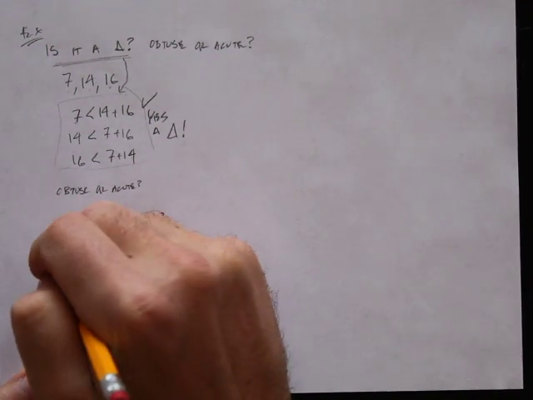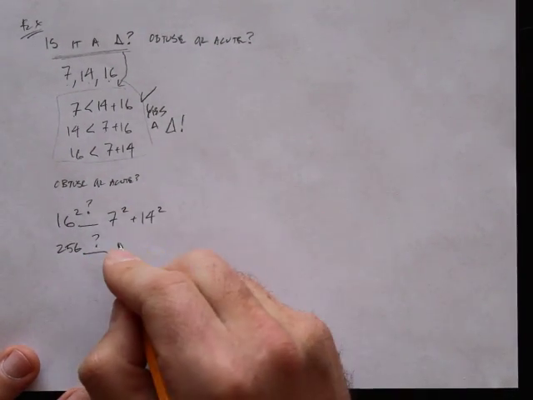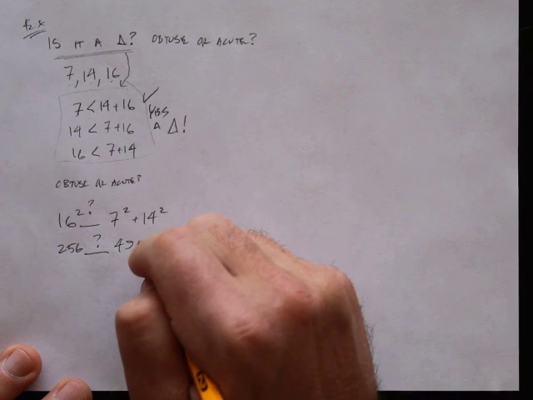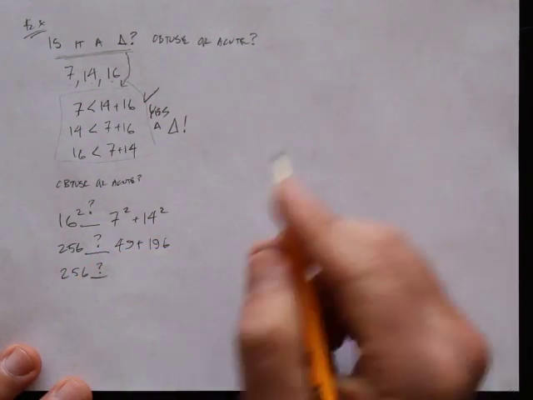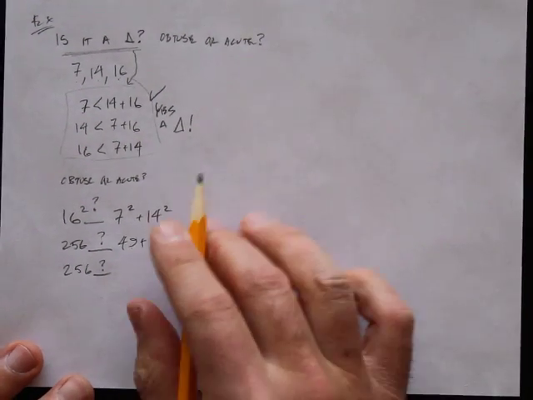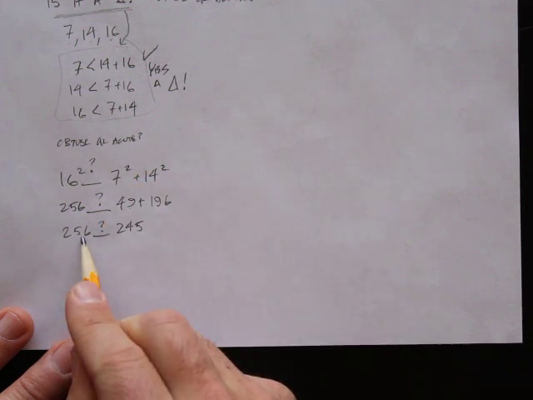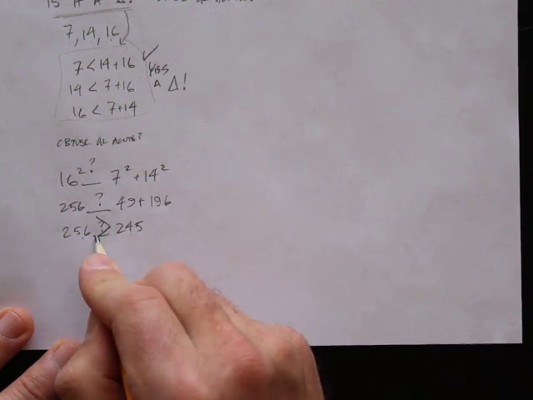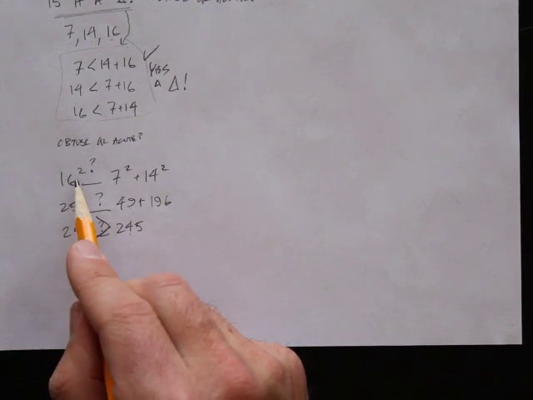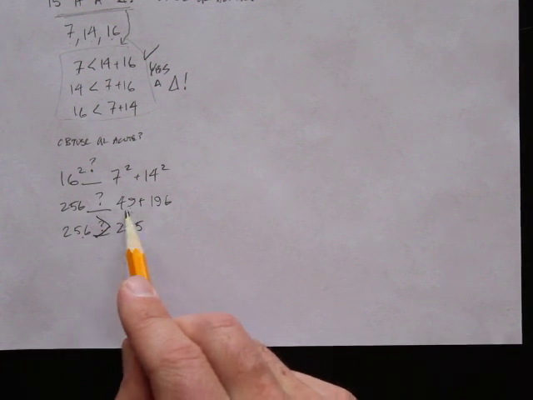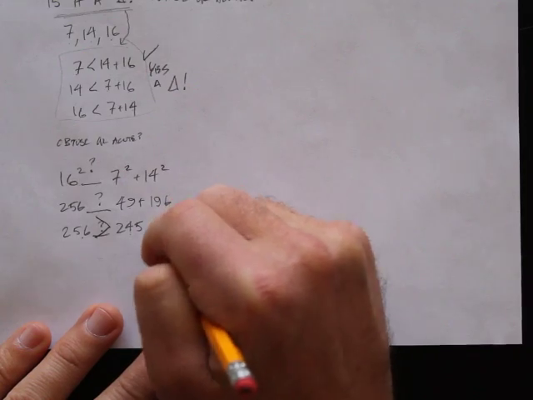So 16 squared is 256. And then we've got 49 plus 196. 256 is what? Then 49 plus 196 is 245. Okay, 256 is greater than 245. So what do we have here? If this longer side squared is greater than the two smaller sides squared, then we have an obtuse triangle.